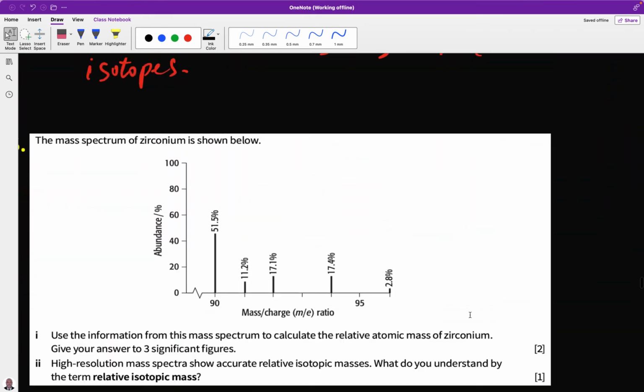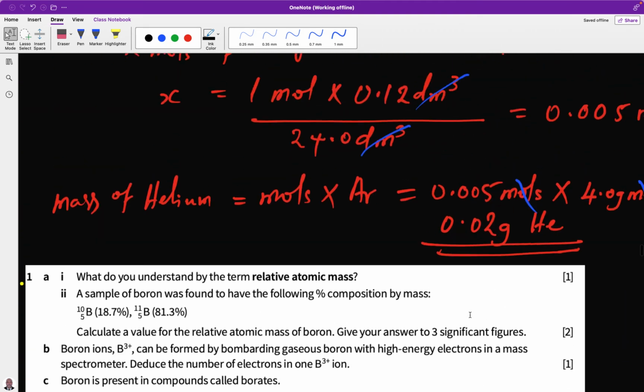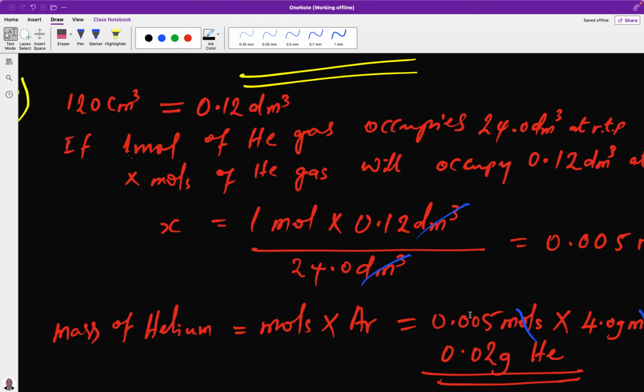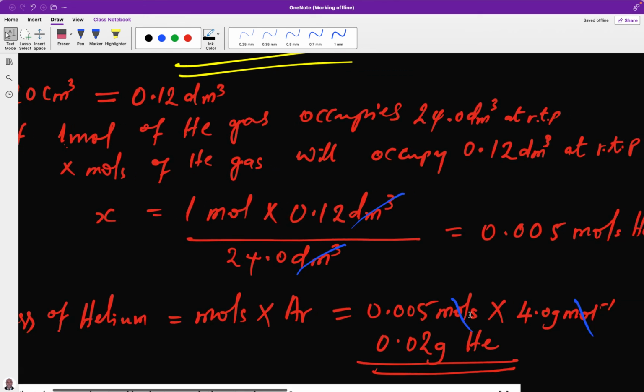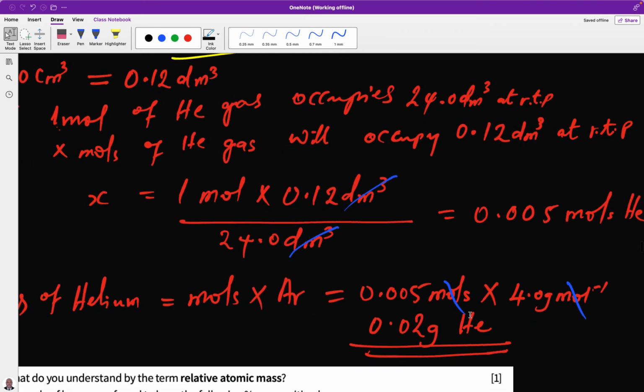We can use our simple proportion by saying that 120 cm3 is equal to 0.12 dm cube. And we can say if 1 mole of helium gas occupies 24 dm cube, then how many moles of the helium gas will occupy this 0.12 dm cube? We calculated it and it gave us 0.005 moles of helium. That is the mole of helium.